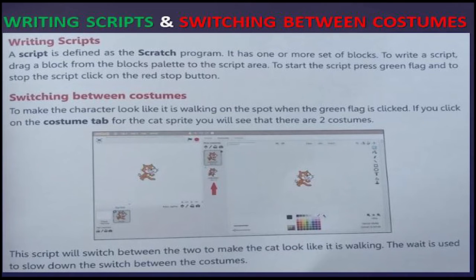Next is switching between the costumes. To make the character look like it is walking on the spot when the green flag is clicked, click on the costume tab and the cat sprite will appear. See that there are two costumes. So the script will switch between them to make the cat look like it is walking. The wait block is used to slow down the switch between the costumes.